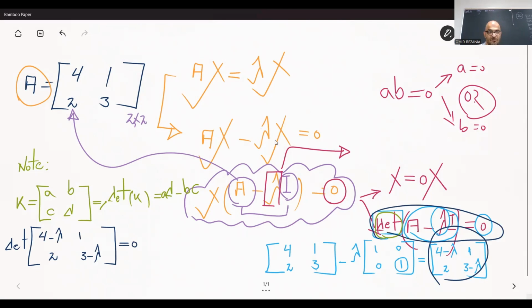Now, if I want to find the determinant based on the equation above, how does it happen? It becomes 4 minus lambda times 3 minus lambda. Look at this, it is AD, the product of the main diagonal, minus BC. Minus 1 times 2 becomes 0.